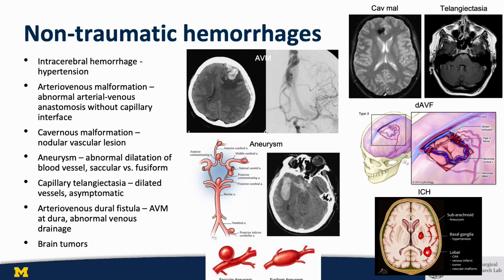Some patterns of non-traumatic hemorrhage are shown here. These are really important to recognize, as you have to be very careful about the surgical route you take to treat these. So intracerebral hemorrhage or hypertensive hemorrhages are very common. They can look like intraparenchymal hemorrhages and very similar to some traumatic hemorrhages.